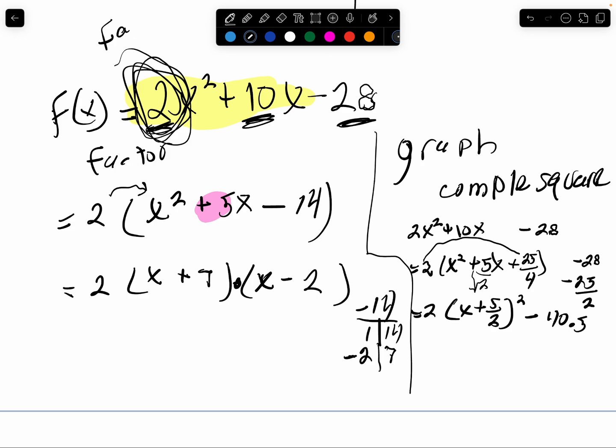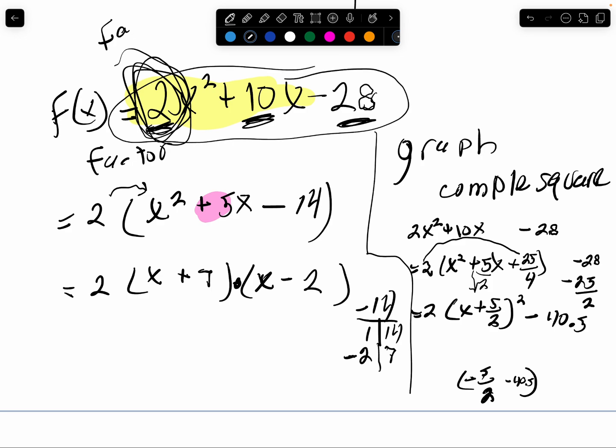So this would be the vertex form, and we know where the vertex would be, for example. It'd be at negative 5 over 2, or negative 2.5, and then negative 40.5, if I got that one right. So we've got the vertex form. It's easier when you've got an easier function to start with, so you don't get decimals.